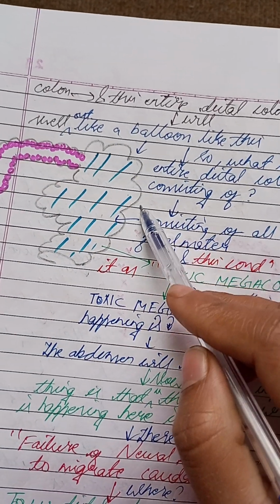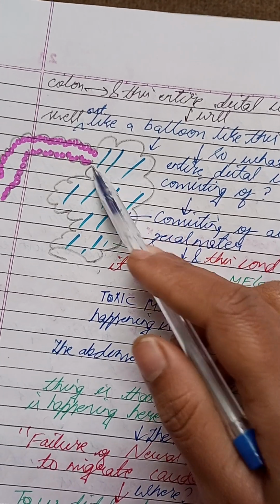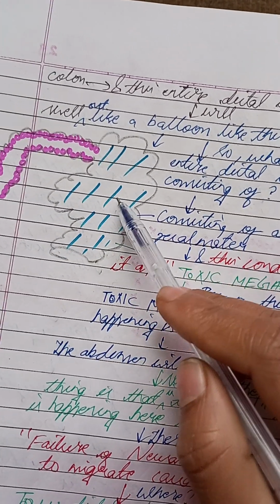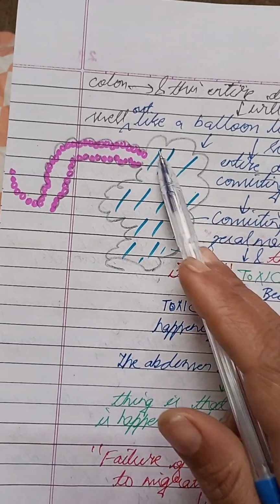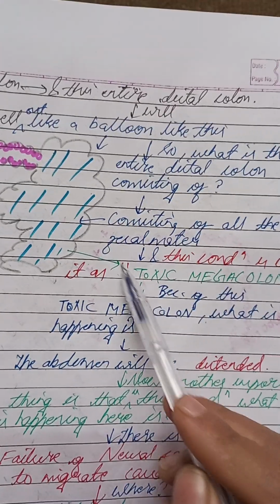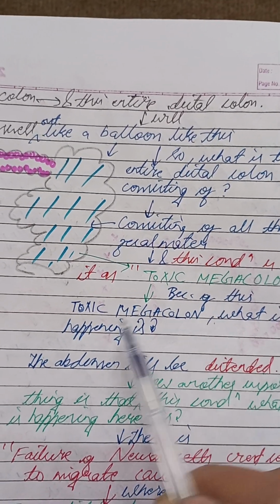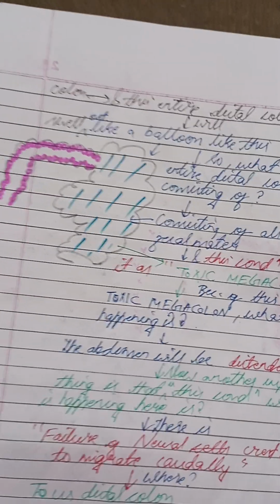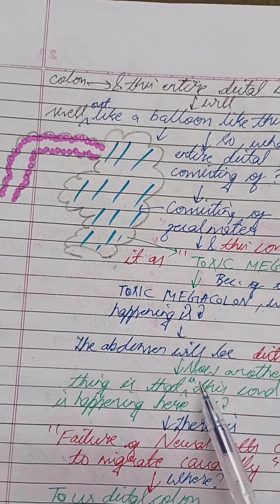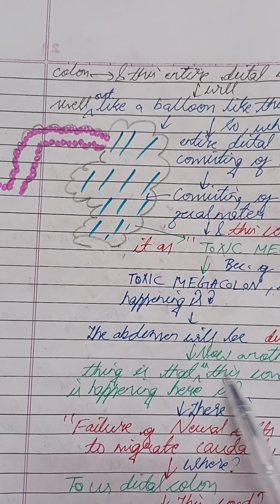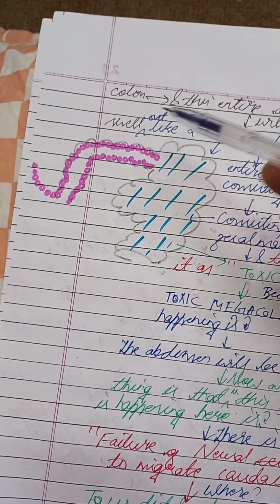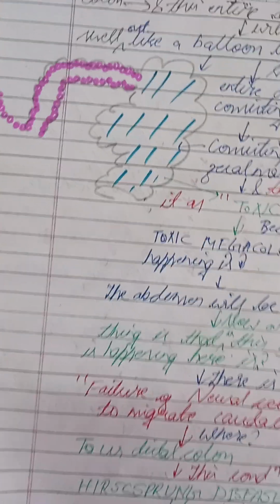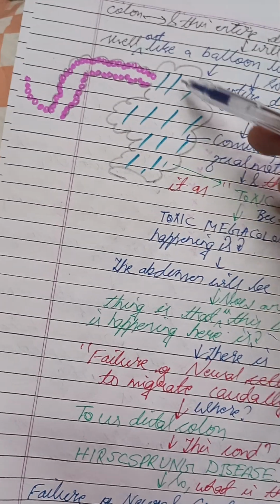So what is this entire distal colon consisting of? This entire distal colon is consisting of fecal matter, and this condition is called toxic megacolon. Because of this toxic megacolon, the abdomen will be distended. And another important thing is that in this condition, there is a failure of the neural crest cells to migrate caudally, to your distal colon.